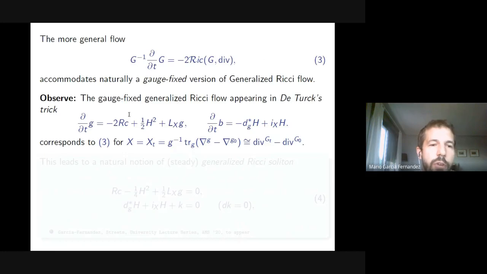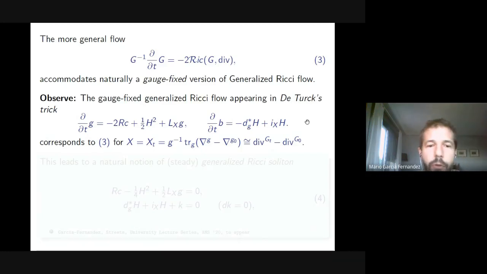So for example, if you consider the gauge-fixed generalized Ricci flow appearing in the third streak, which was given by this thing, recall that the vector field I was using to gauge fix was this thing, G minus 1 trace of the difference of the two Levi-Civita connections. But this is nothing more or less than the difference between the two divergences associated to the Riemannian metric. Okay. So all I'm saying is that I think there are bits even of the Ricci flow theory which are going to be better understood with this picture probably.